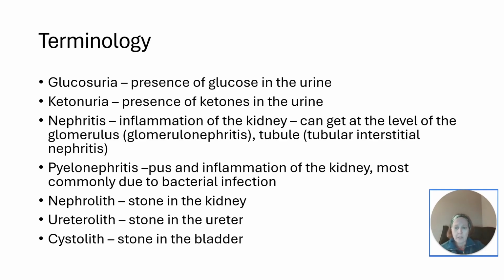Nephrolith is a stone in the kidney. Ureterolith is a stone in the ureter. A cystolith is a stone in the bladder.